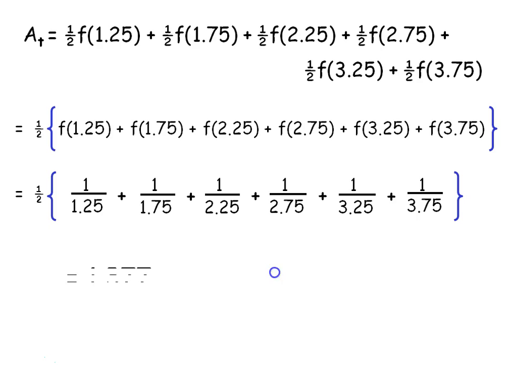Now, we'll grab our calculator, and this is what the approximation will be. Now remember, in a midpoint Riemann sum, part of the rectangle is above the curve, part of the rectangle is below the curve. So usually this is going to be the most accurate of the three methods.